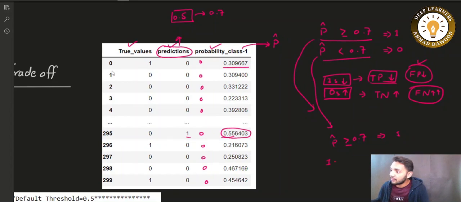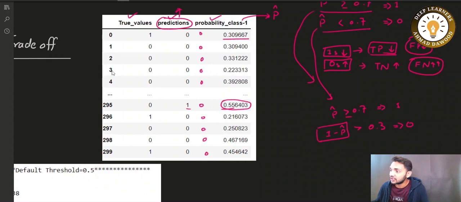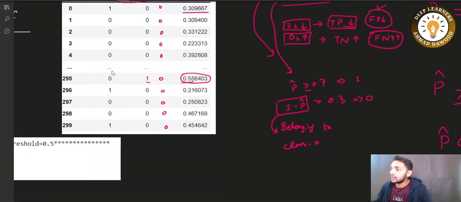And if you write the probabilities for class 0, which sklearn usually gives in this way, 1 minus p cap, here you are saying that this is the probability of belonging to class 0. So if your probability of belonging to class 0 is greater than 0.3, then the sample will be classified as 0 if you have set the threshold at 0.7.